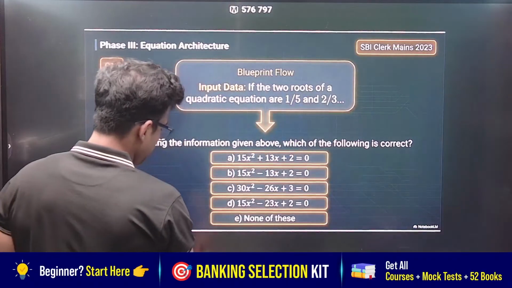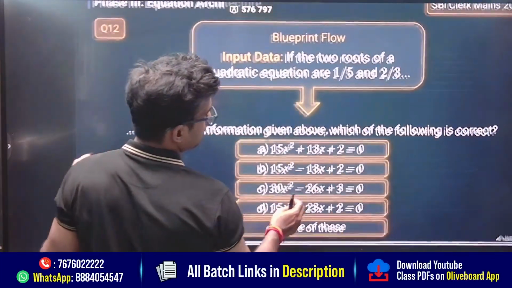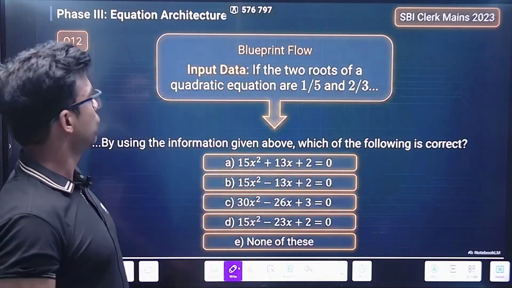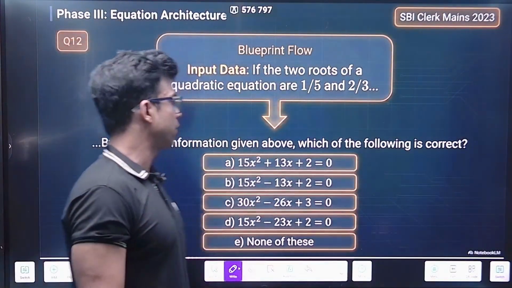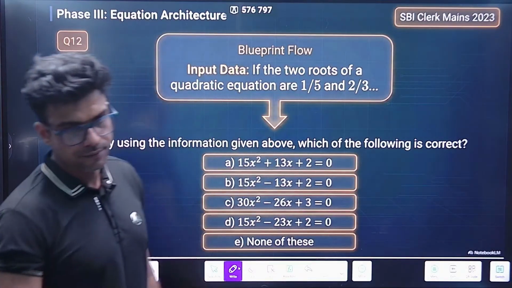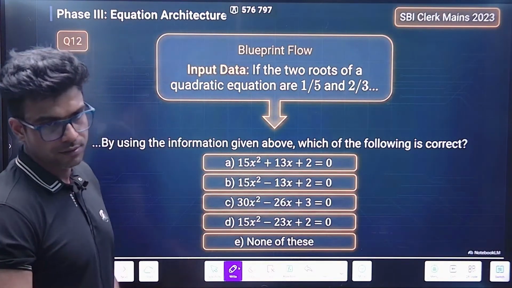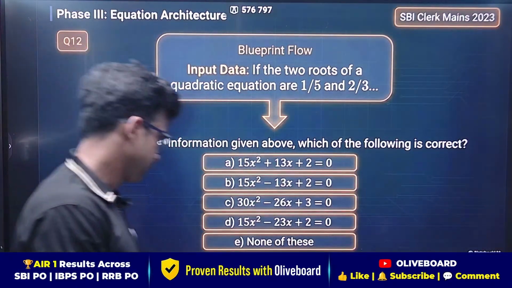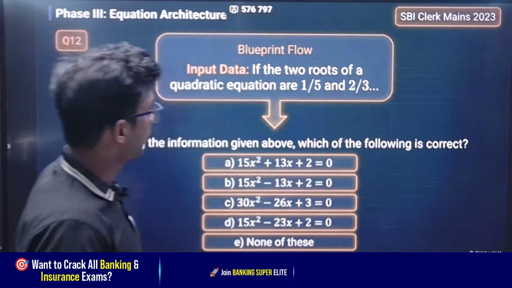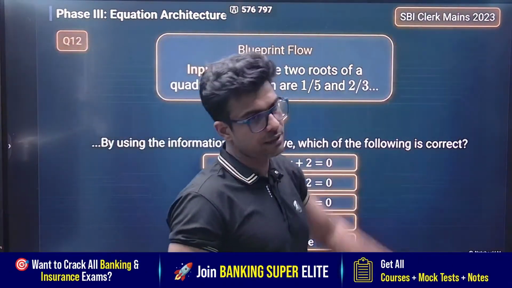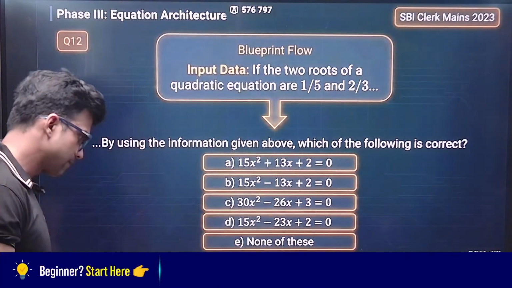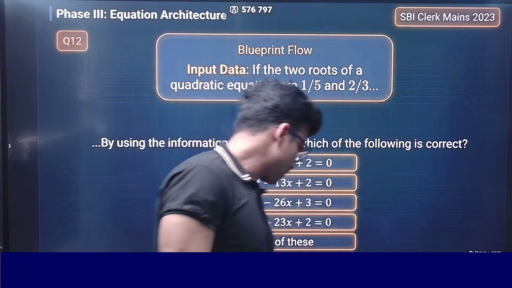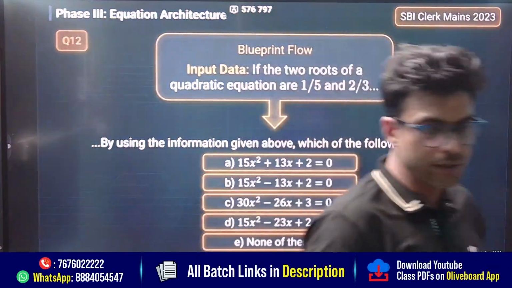This is another question, I would say beautiful question. If the two roots of the quadratic are given as 1 by 5 and 2 by 3, which equation is correct? A very good question. See, this question was asked in SBI clerk mains. And when any one of you knows the reason, then you can solve this question.